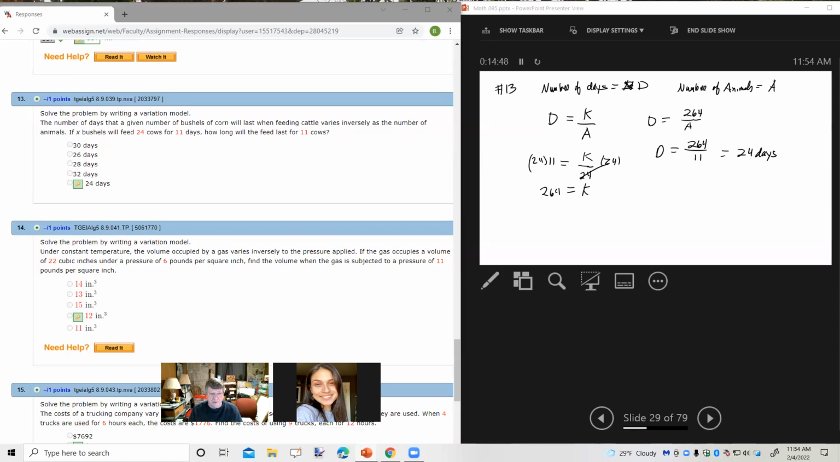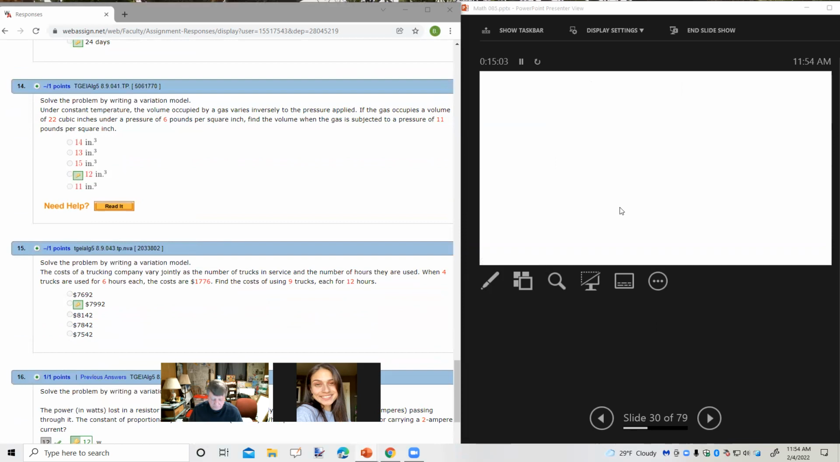So the idea is if you've got the same amount of feed and you end up feeding fewer cows, you can feed them longer, right? Anyway, you okay with that? Yeah. All right. And then you said 14? Yeah. Okay.